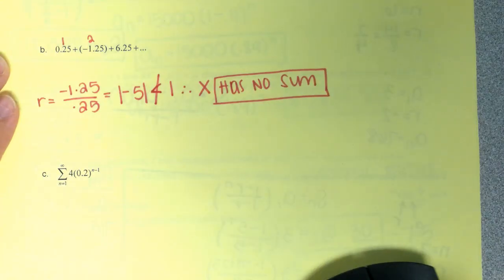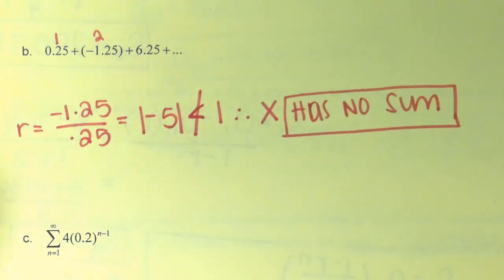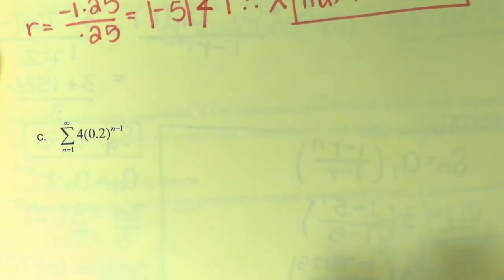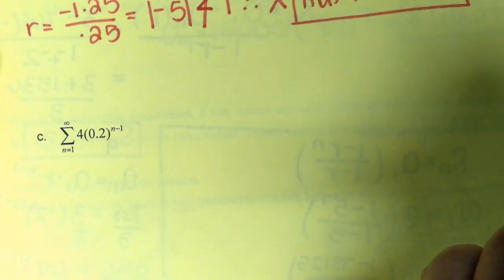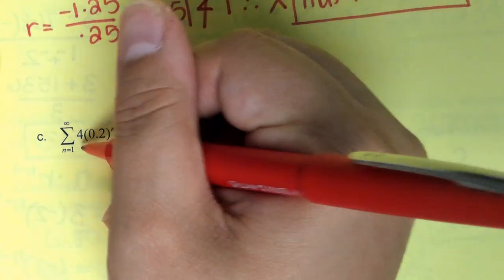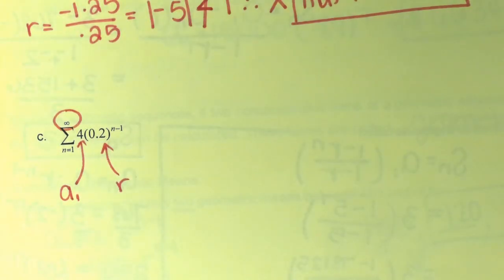How do I know what to do on this? Hold on, sorry. What do I know? I know my R is 0.2. What else do I know? 4 is my A of 1. What else do I know? It's going to infinity. Do y'all see how at the top it has infinity? So that tells me I need to check. What do I need to check?